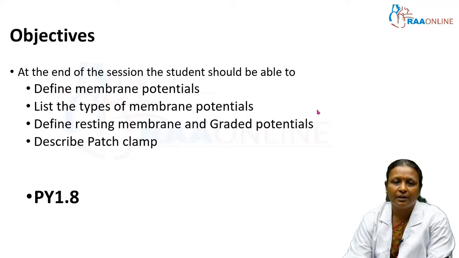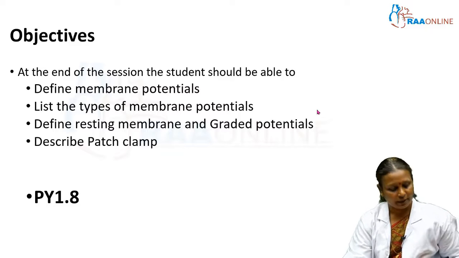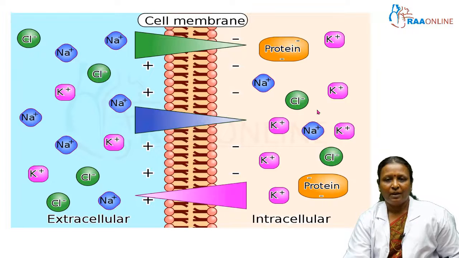Objectives of the session. At the end of the session, the student should be able to define membrane potentials, list the different types of membrane potentials, define what is resting membrane potential and graded potential, and describe the patch clamp technique. This comes under Physiology Competency 1.8.